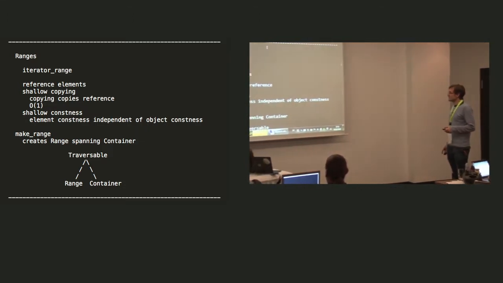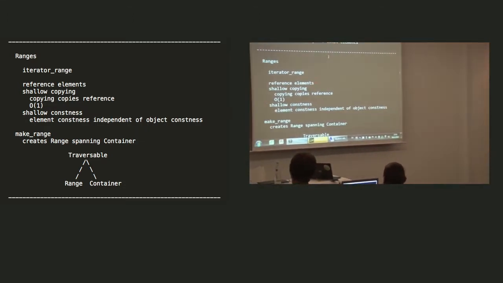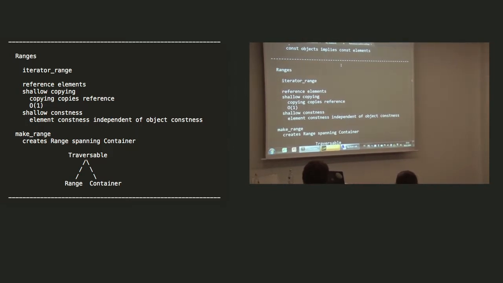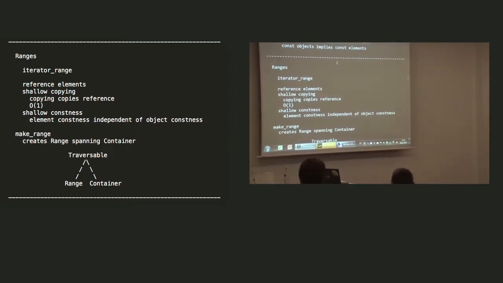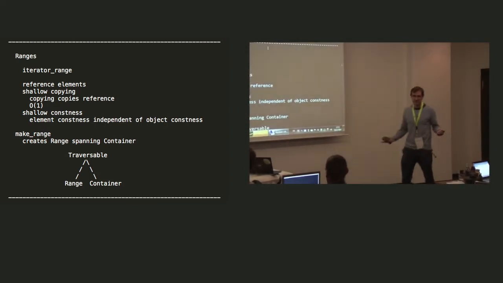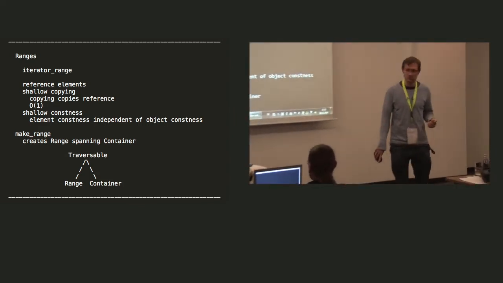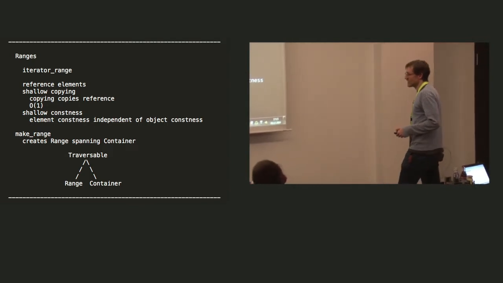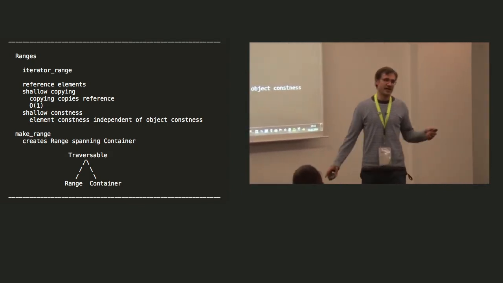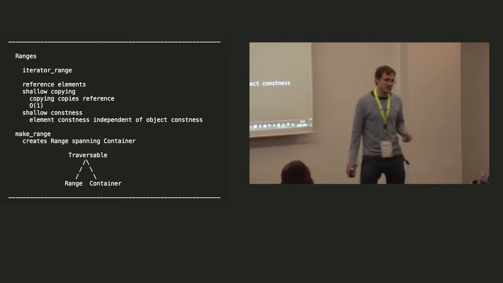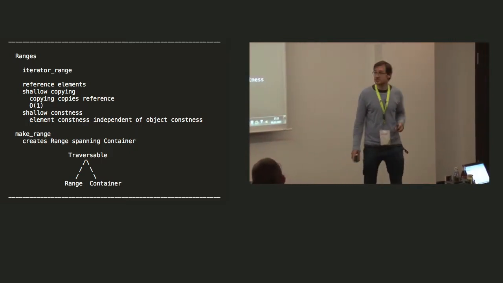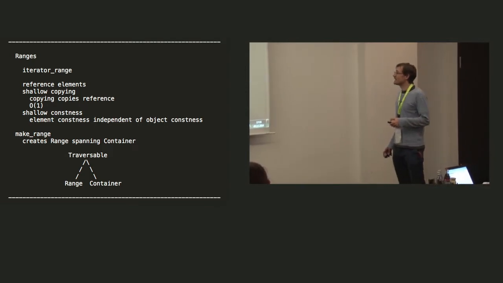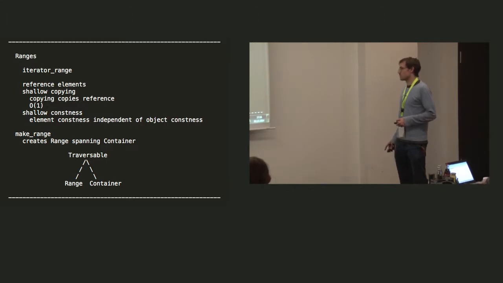The only range that we've introduced so far is the iterator range. It references the elements. It has shallow copying. So when you copy, you just copy the iterators. You don't copy the values that the iterators are pointing to. And you have shallow constness. So if you make the iterator range const ref, that doesn't do anything to the constness of your elements. It just depends on the iterator inside the iterator range. These are the two types of things that can both be iterated over, so they needed a term for that, and they call it a traversable. So a traversable is a range or a container.